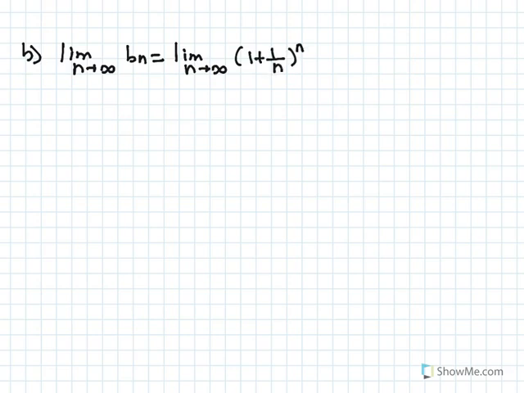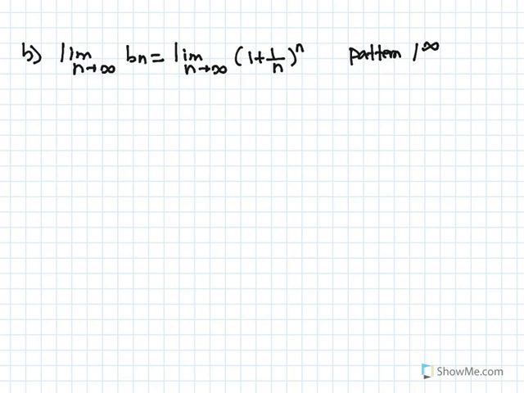All right, let's look at part B. For part B, let's take the limit as n goes to infinity of b_n. This is equal to the limit as n goes to infinity of (1 + 1/n)^n. Notice we have 1 over infinity, which is 0. 0 plus 1 is 1. So we have the pattern 1 to the infinity. So this is an indeterminate form.